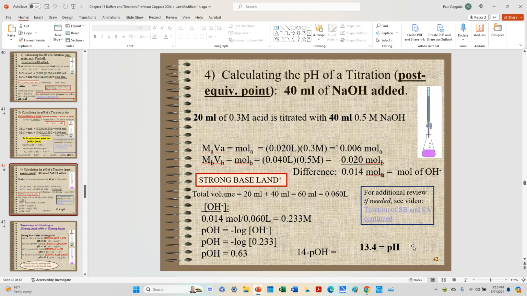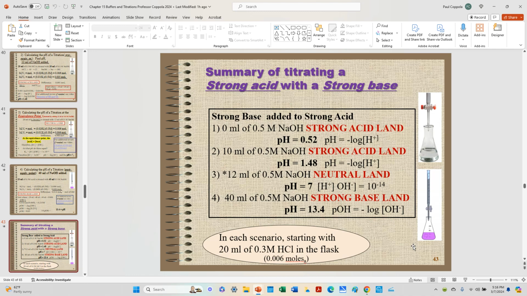All right. Let's see, it's slide 42. And so this was our summary slide. You should be able to know how to calculate the pH in each of these phases. So we go from strong acid land to neutral land to strong base land.